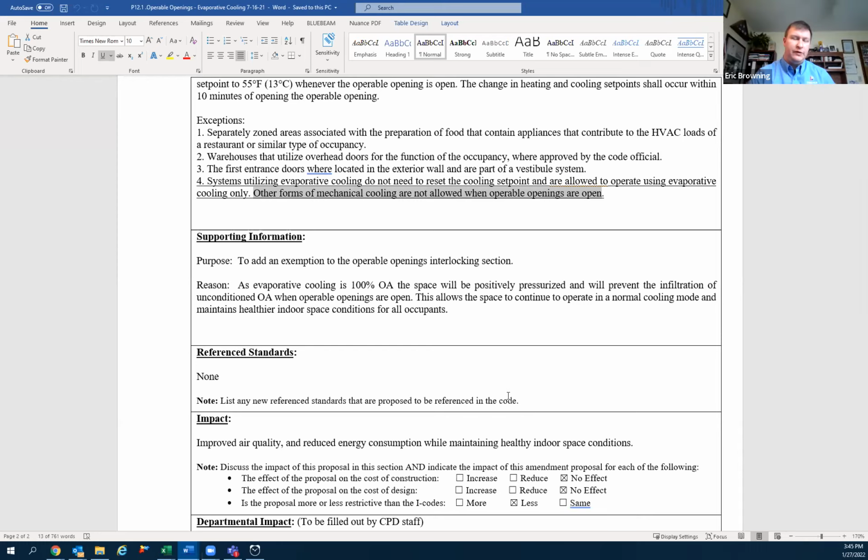I will move to approve as submitted. Okay, we have a motion to approve as submitted. Chuck, go ahead. I'll second that motion. Okay, we have a second. All right, that being said, I'll call a vote. All those in favor of approving this proposal as submitted and written, please raise your hand.